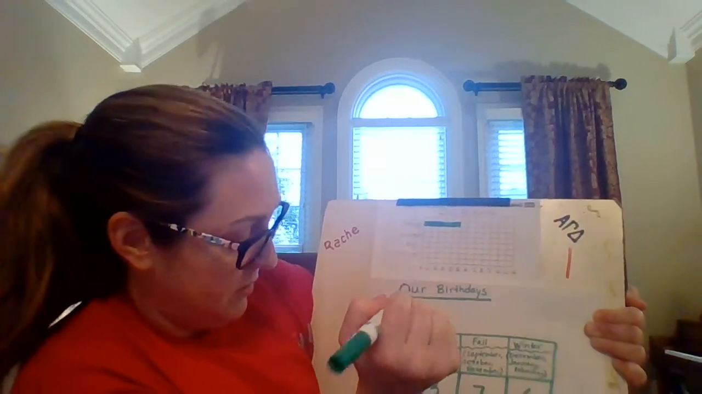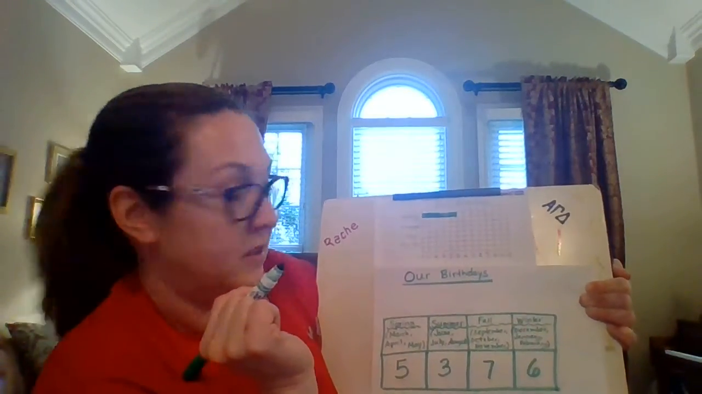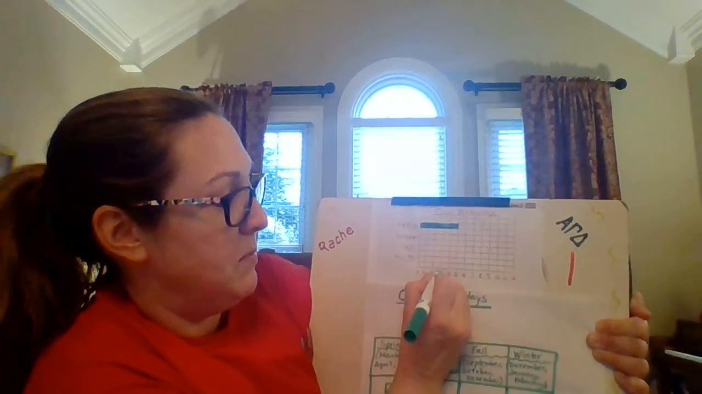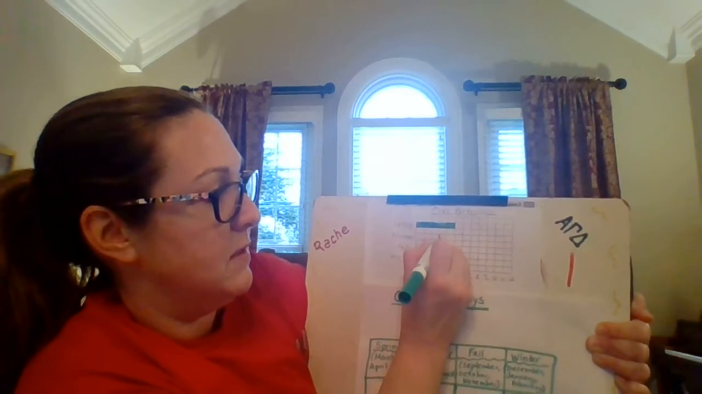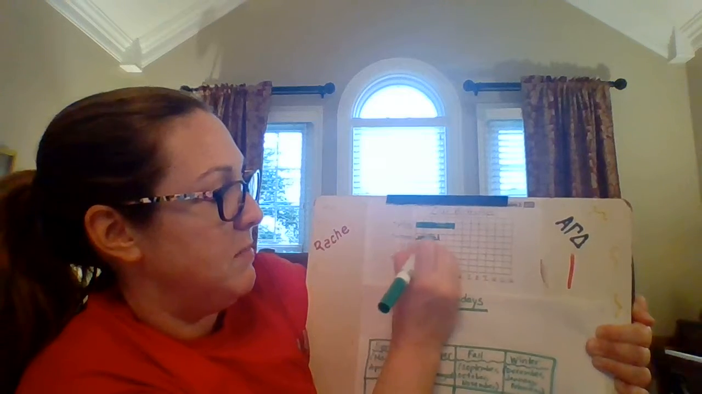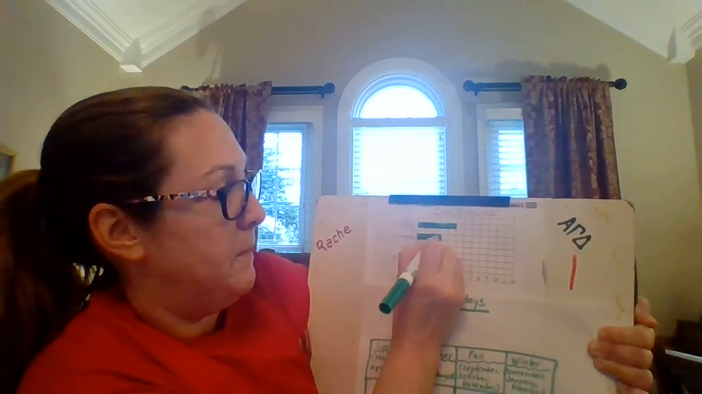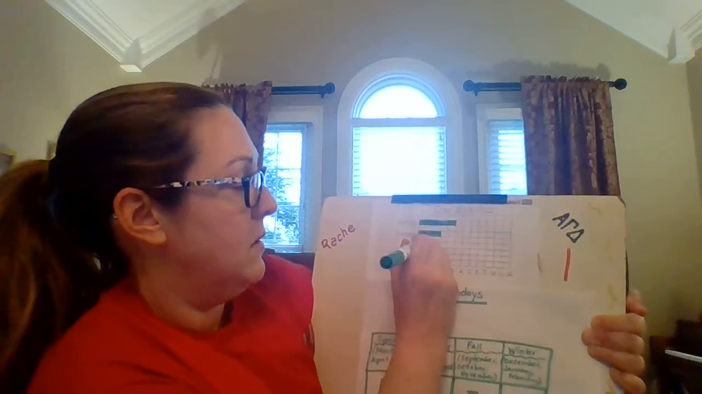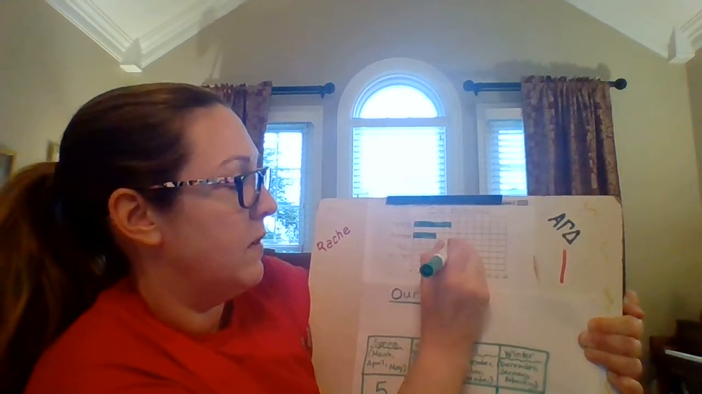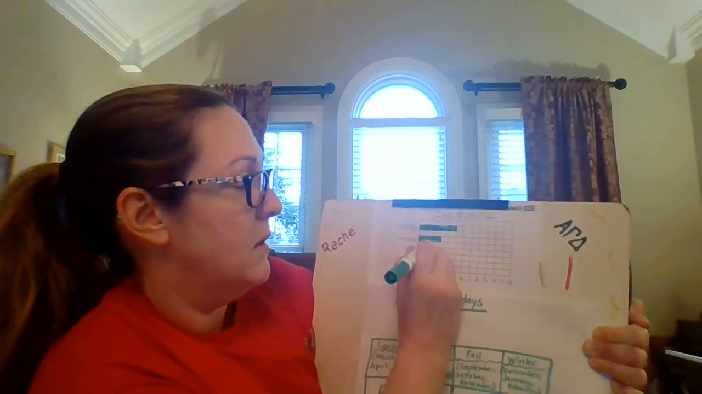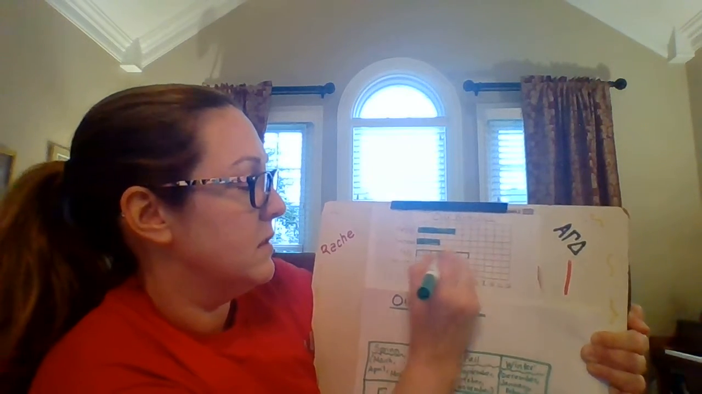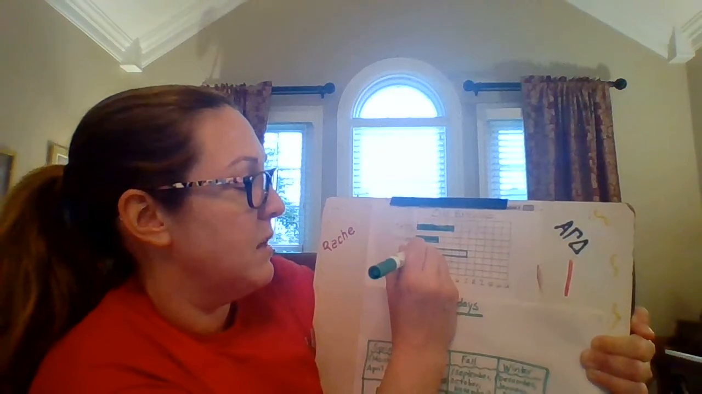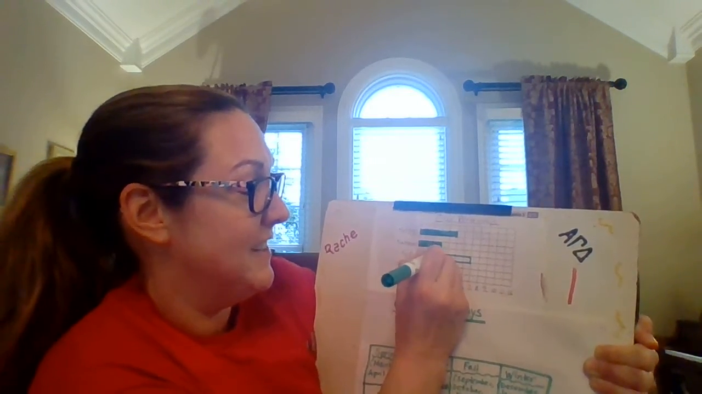Okay, I have 3 summer birthdays. So 1, 2, 3. Color in my 3 boxes. Fall, I have 7. 1, 2, 3, 4, 5, 6, 7. That's my largest one. That's the most common in our class. It's most common to have your birthday in the fall.